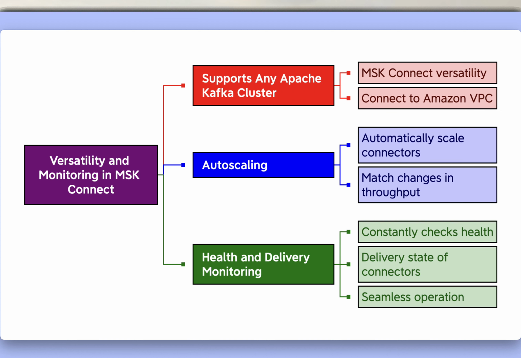Versatility and monitoring in MSK Connect. 1. Supports any Apache Kafka cluster. MSK Connect is versatile, supporting any Apache Kafka cluster that can connect to an Amazon VPC. 2. Autoscaling. The feature can automatically scale connectors to match changes in throughput. 3. Health and delivery monitoring. MSK Connect constantly checks the health and delivery state of connectors, providing seamless operation.